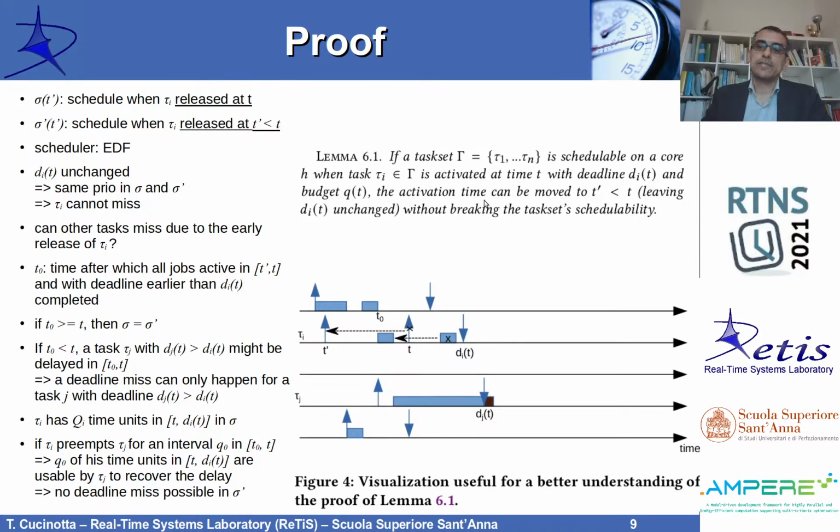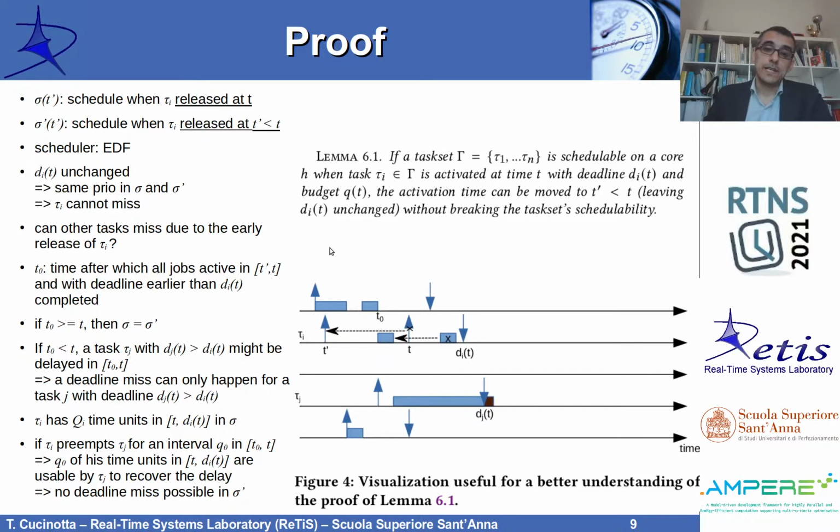We basically state in this lemma that we can move the release time of this job earlier, to a time t prime that is lower than t, and this doesn't break the schedulability of the task set. So this can be shown as follows.